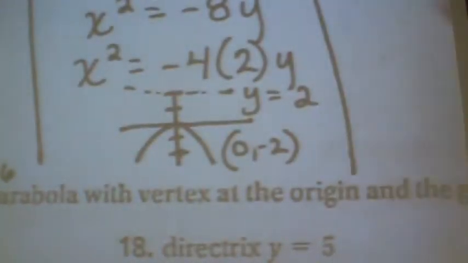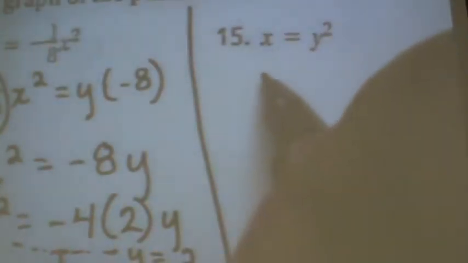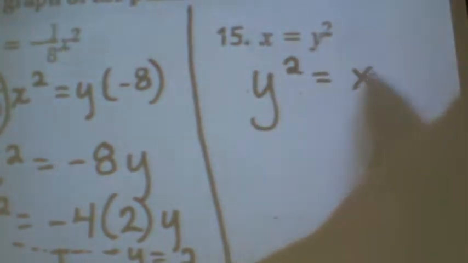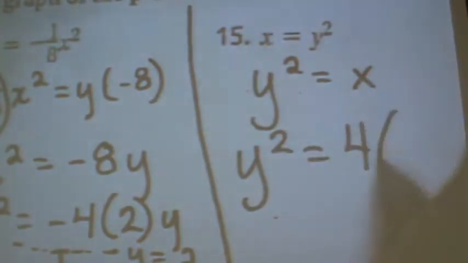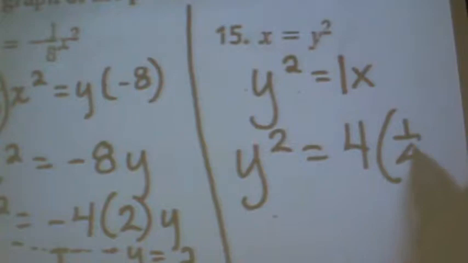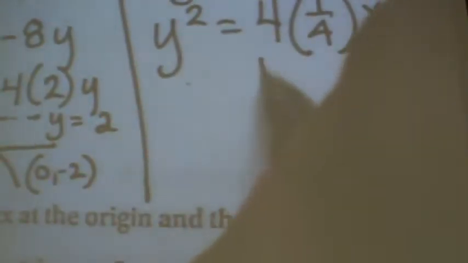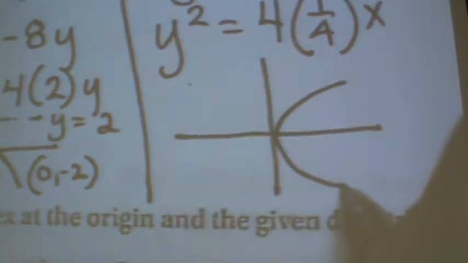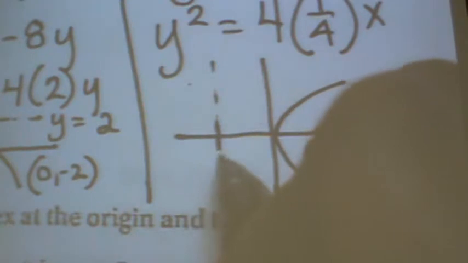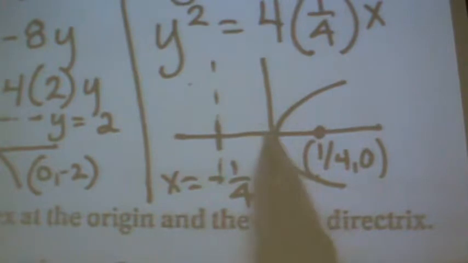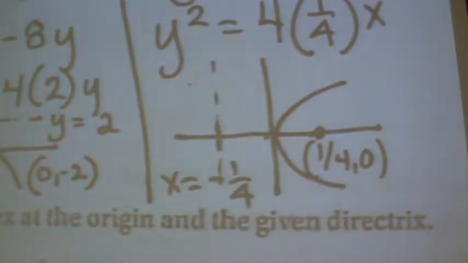Okay, 15 is pretty easy. You've got y squared equals x. I need a 4 here. So 4 times what gives me a 1? That would be 1/4. So this is a parabola on its side, like this. And this fixed point is (1/4, 0). And x equals -1/4 is your directrix. So 1/4 this way, 1/4 that way.